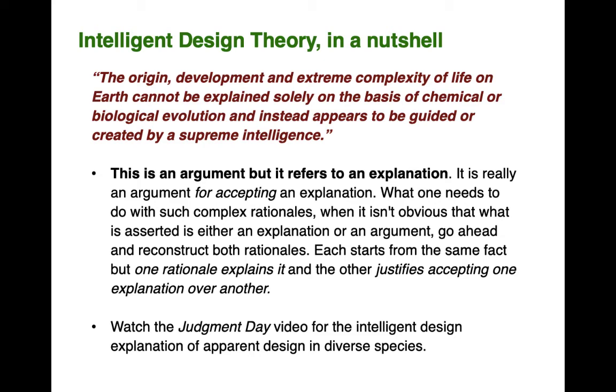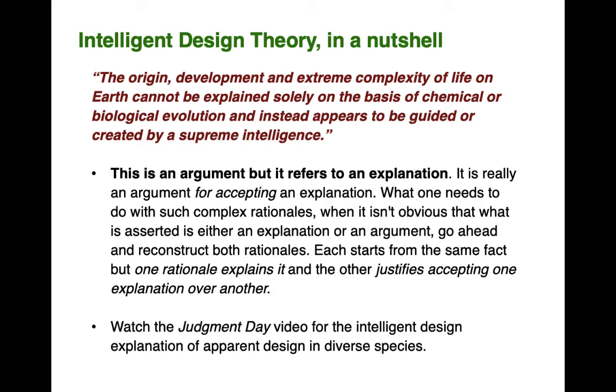What you need to do with such complex rationales, when it isn't obvious that what is asserted is either an explanation or an argument, is recall that an explanation tells you why something is the case, whereas an argument establishes that it is the case. What you need to do is separate them. Go ahead and reconstruct both rationales. Each starts from the same fact. We want to explain design in nature, but one rationale explains it and the other justifies accepting one explanation over the other.